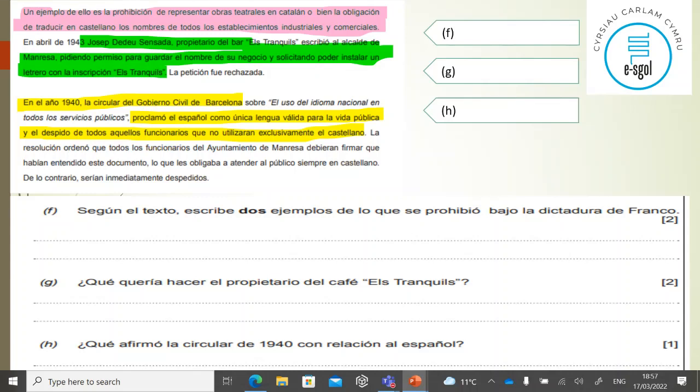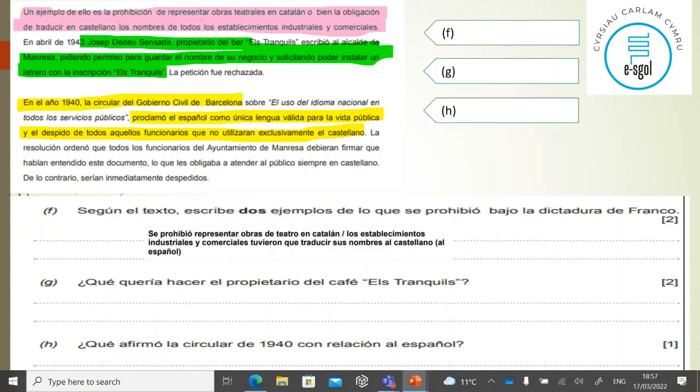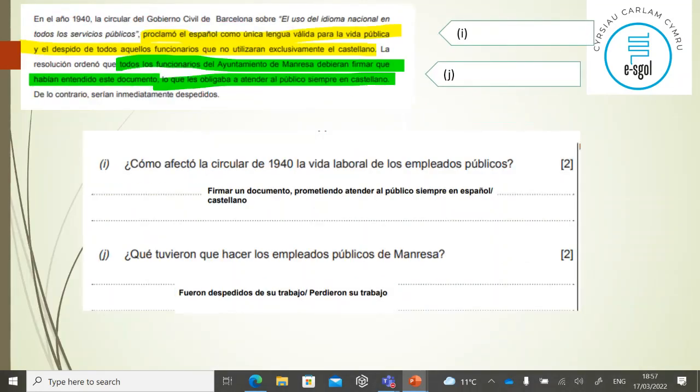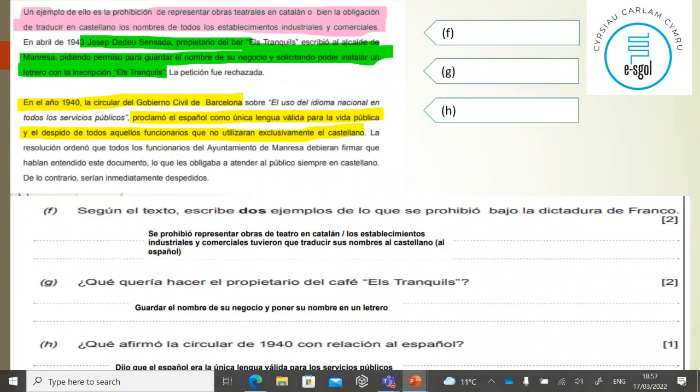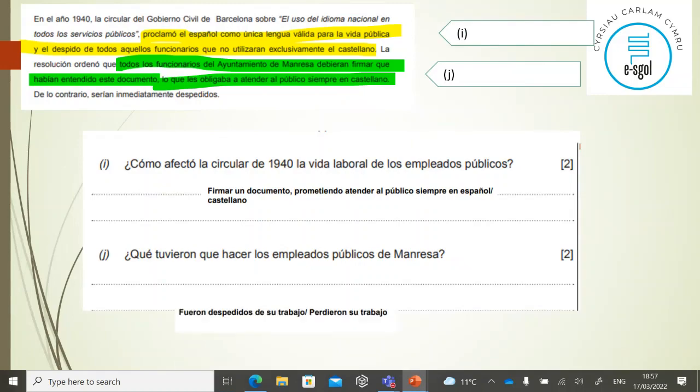And one simple answer could be: se prohibió representar obras de teatro en catalán, o los establecimientos industriales y comerciales tuvieron de traducir sus nombres al castellano y al español. There are a few more questions where you can have a go, and in your own time, mark your answers.